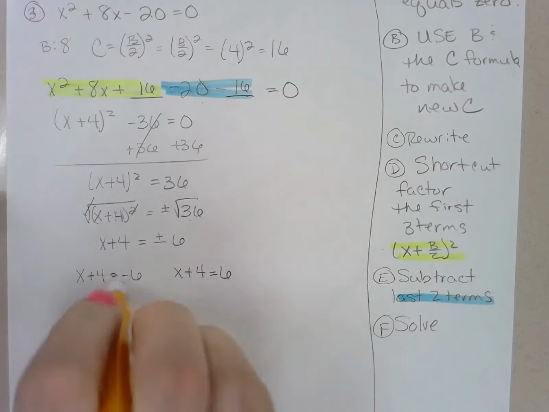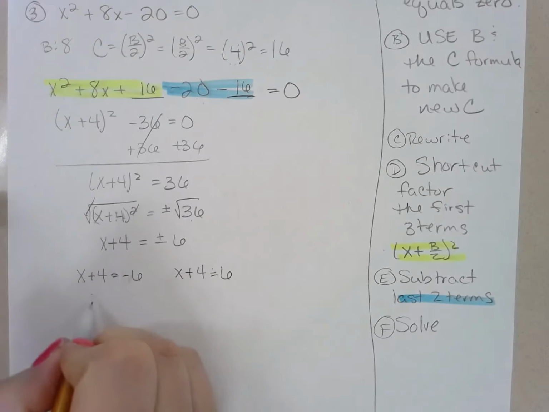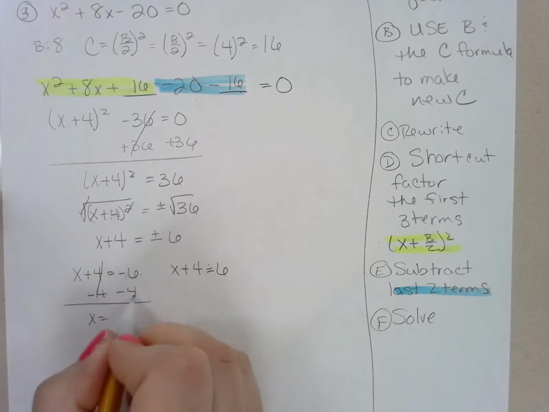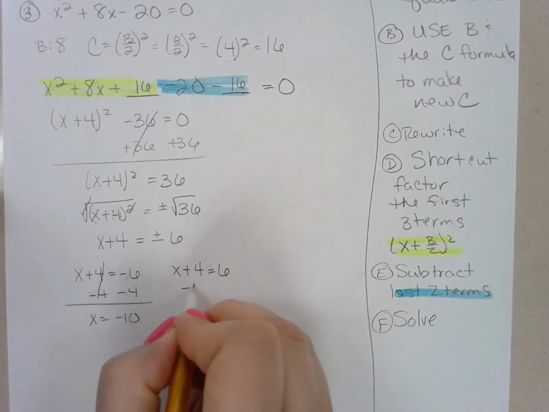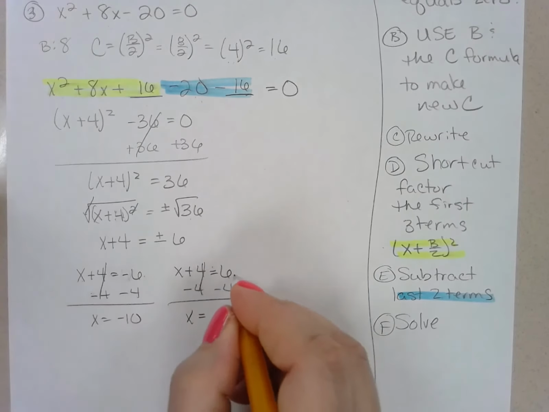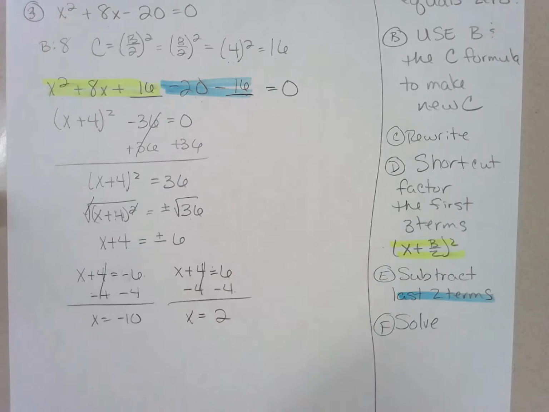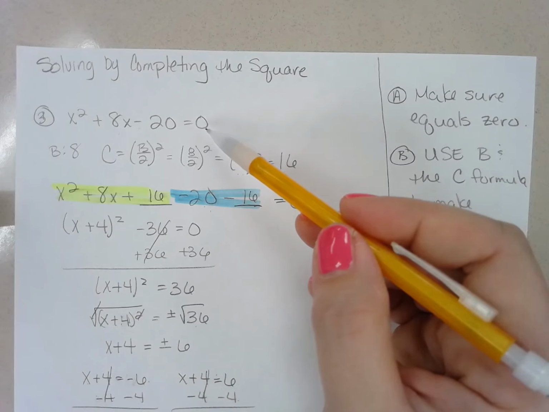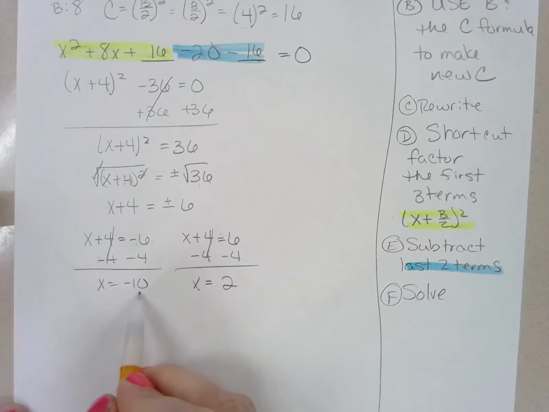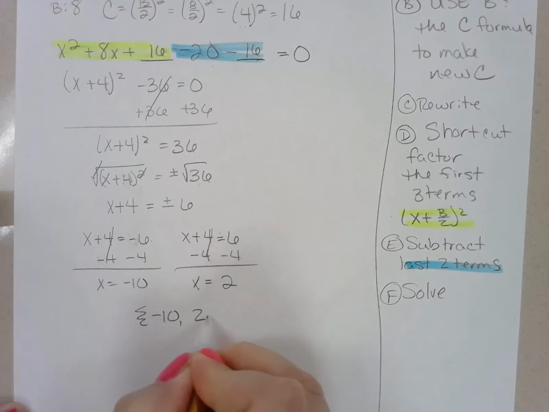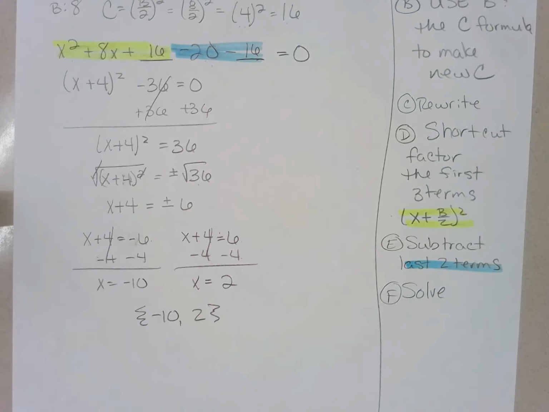And then we subtract 4 from both sides, because this 4 is being added and we do the opposite. The first time, negative 6 minus 4 is negative 10. And the second time, positive 6 minus 4 is 2. So those are our 2 solutions. That's the place where this original quadratic crosses the x-axis, at -10 and 2, and we write that in set notation from least to greatest.